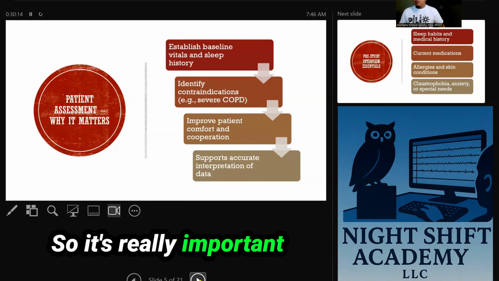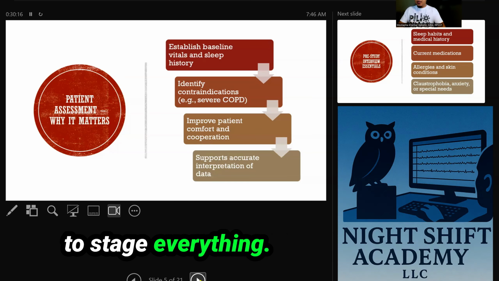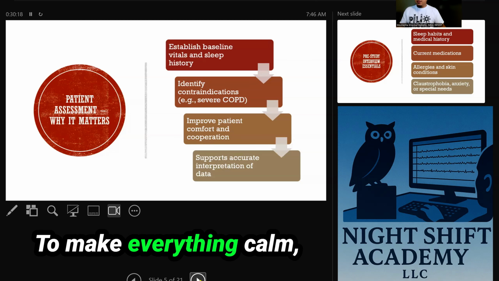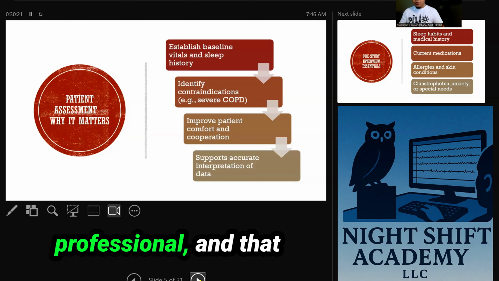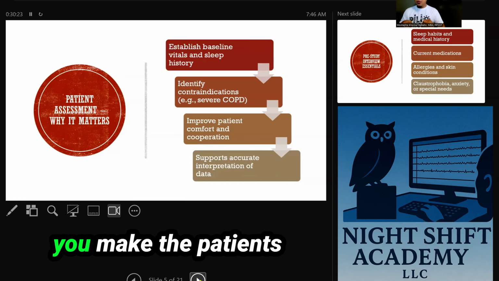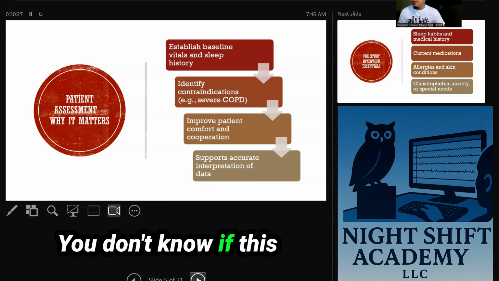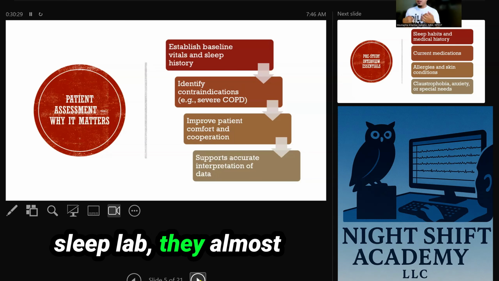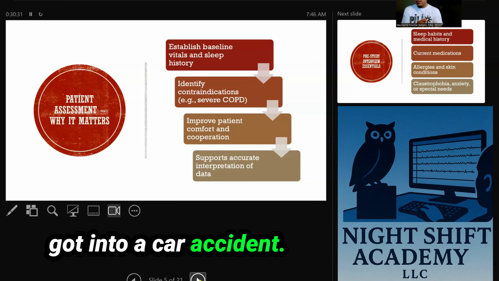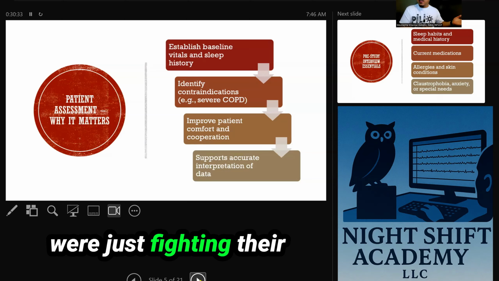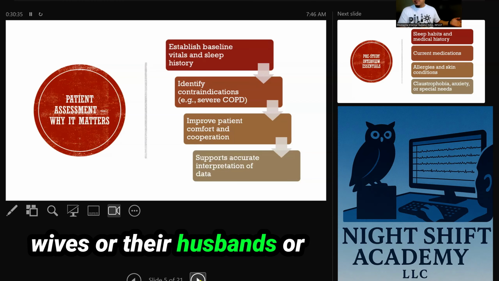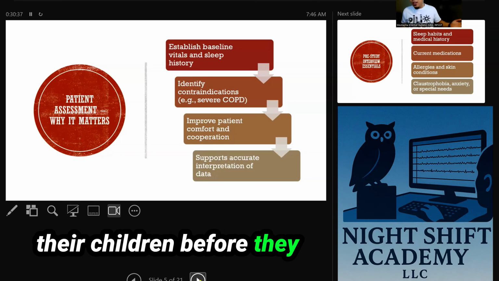So it's really important to stage everything, to make everything calm, professional, and that you make the patients feel you're there for them. You don't know if this patient heading to the sleep lab, they almost got into a car accident. You don't know if they were just fighting their wives or their husbands or their children before they went to the sleep lab.